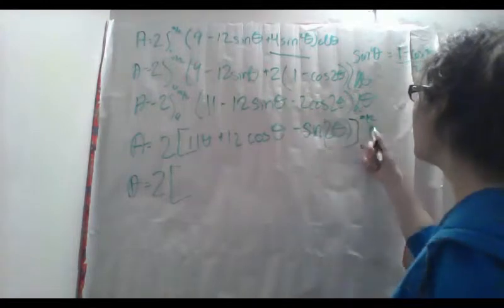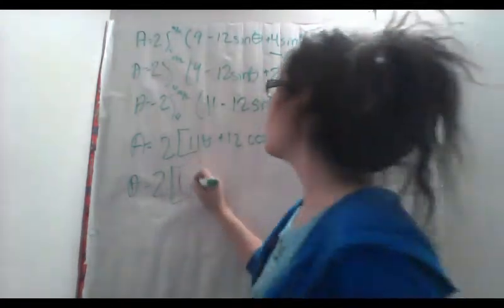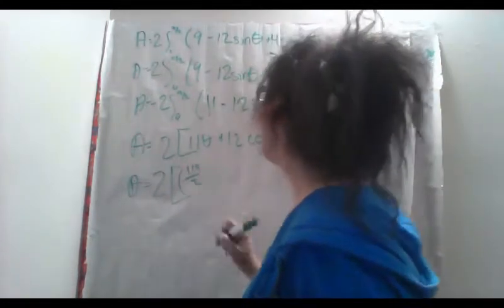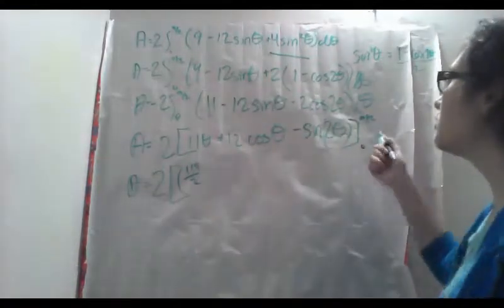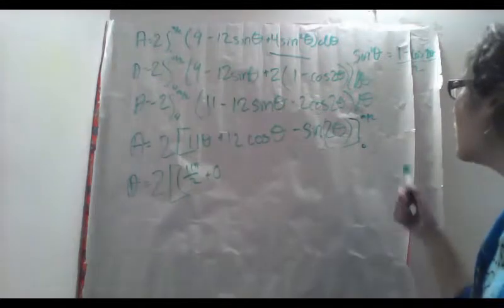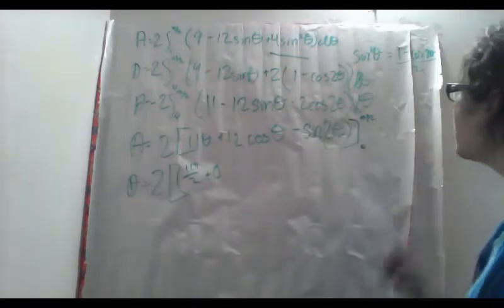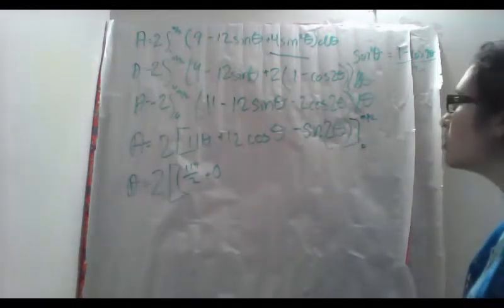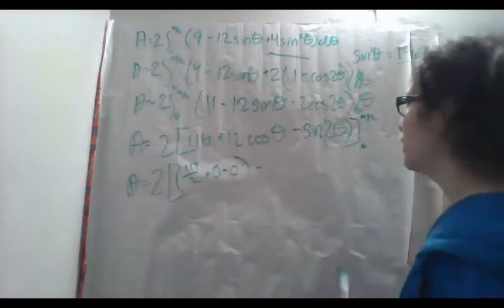11π times π/2 is 11π/2. Cosine π/2 is 0, times 12 is still 0. 2 times π/2 is π. Sine π is 0, so it's minus 0. Makes my life a little easier. So 0.